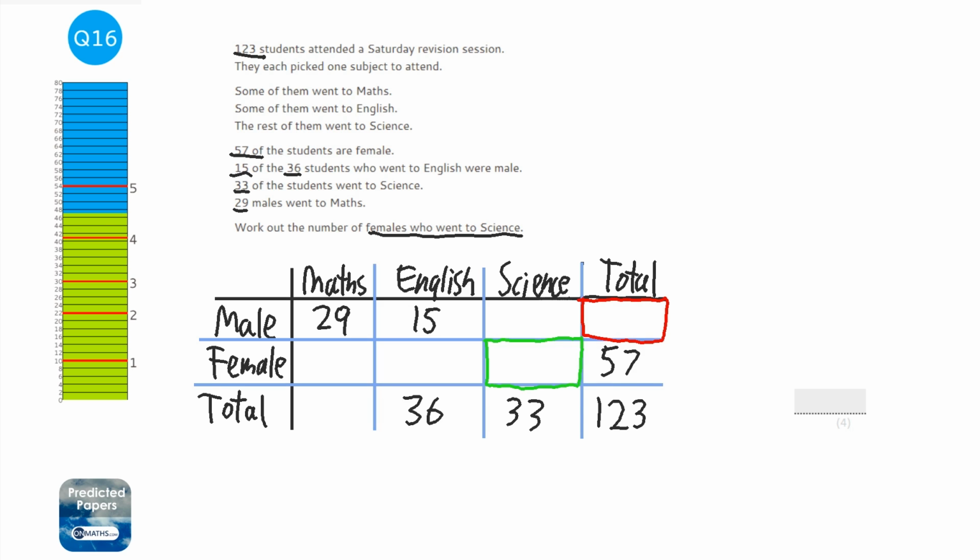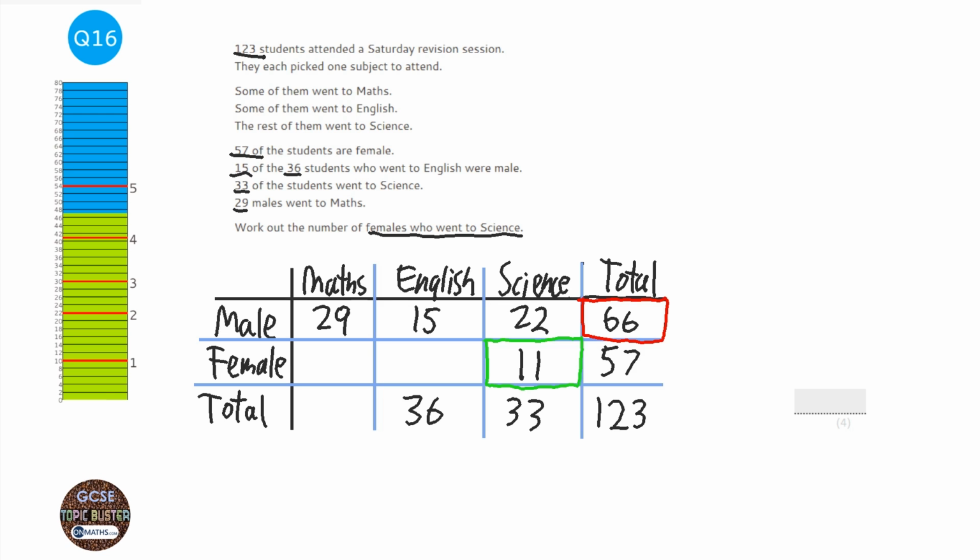Now, if there's 123 students in total and 57 of them are female, then 66 of them will be male. Okay, because these two here have to add up to 123. Then if there's 66 males in total and 29 of them went to maths and 15 of them went to English, then that leaves 22 who went to science. And if there's 22 males who went to science and there's 33 people in total who went to science, then there's going to be 11 females who went to science.